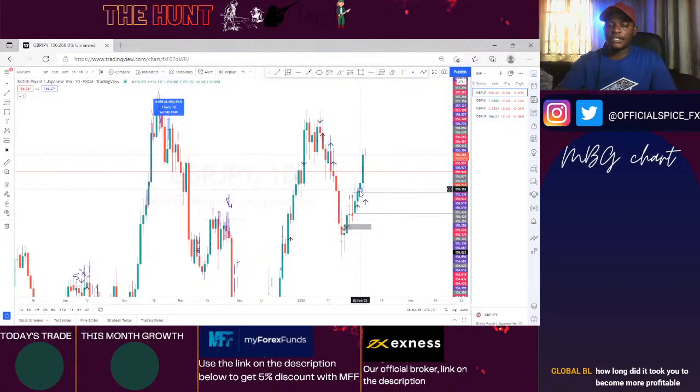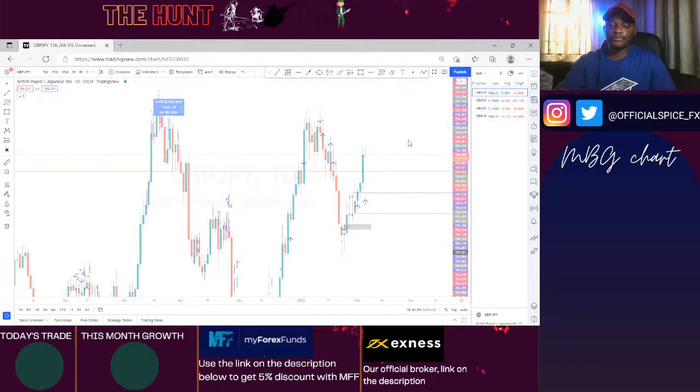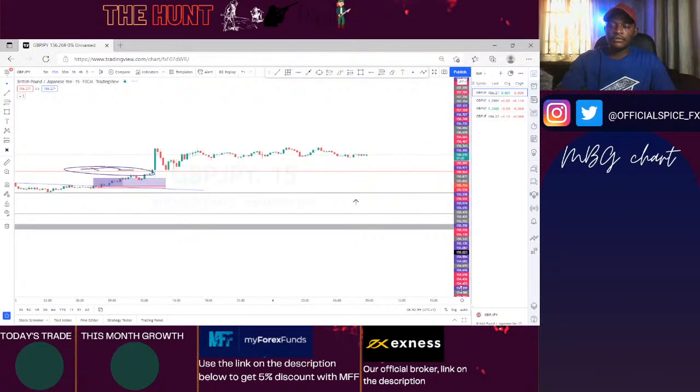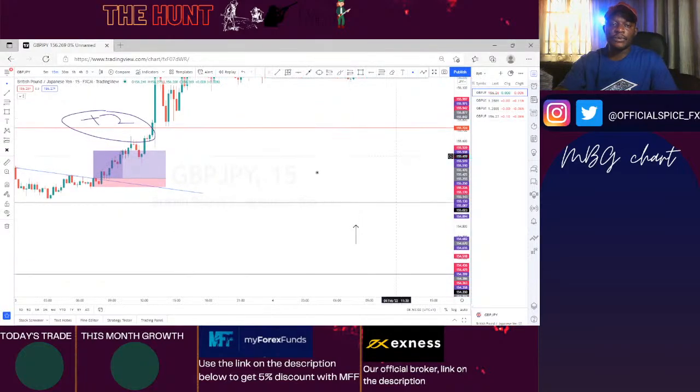So as you guys can see right here, we had this bullish close, right? So I knew that price was pushing to this point as of yesterday. That was the reason that I went long yesterday. That was one of the major reasons I went long yesterday.